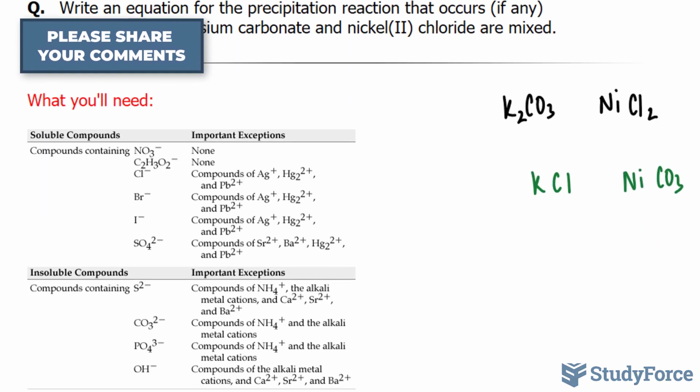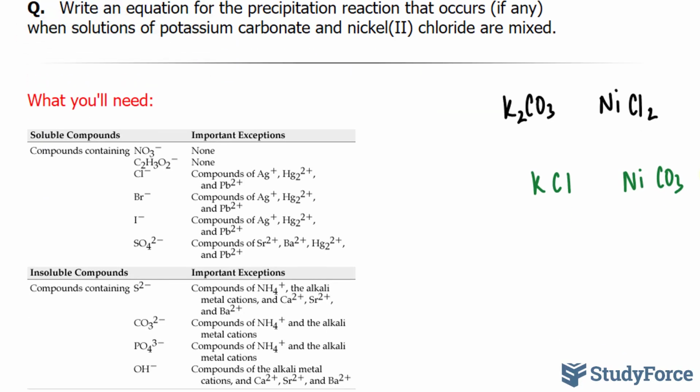Let's take a look to see if KCl is soluble. Notice that compounds containing chlorine are soluble compounds, and being coupled with potassium isn't one of the exceptions. So this right here is soluble. What about nickel carbonate? Well, we know that carbonate compounds, shown here, are insoluble except if they're coupled with an alkali metal or ammonium. That's not the case for us, so this is insoluble. And given that it's insoluble, that means a precipitate has formed.